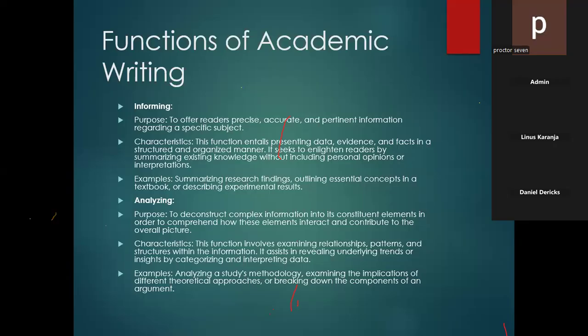Then number two, analyzing. The purpose of this is to deconstruct complex ideas. And when we break down complex ideas, we are able to create insights and new knowledge. When we apply a theory to something and we write a paper which has strong relationships and coherence, then we are analyzing. And analyzing is therefore a very important function of academic writing.